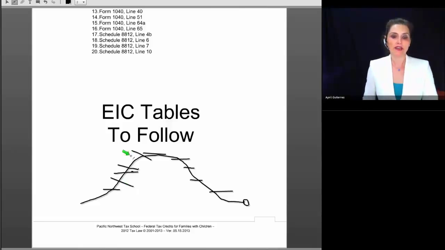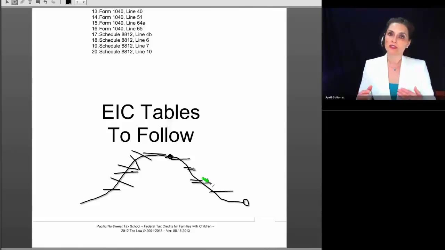But if you kick their income up to here with combat pay, maybe they're going to get more earned income credit. On the other hand, maybe without combat pay, their regular income in the military is putting them right here on the bell-shaped curve. And if you add combat pay into their earned income credit calculation, it's actually going to push them farther down the table. So you really have to look at where they fall on the curve. And if they fall on a curve where adding combat pay to their income helps them, you can do that. And if you're at a point on the curve where adding combat pay takes away EIC, then you don't have to.